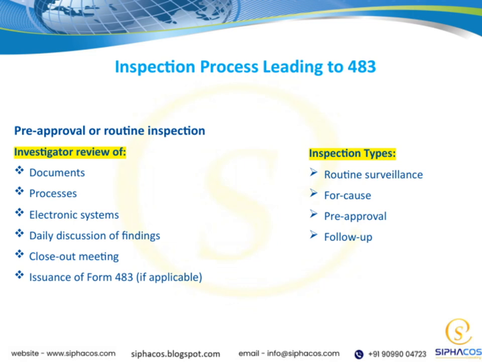Throughout the inspection, there's a daily discussion of findings, which helps keep everyone aligned and aware of any issues that arise. At the end of the inspection, there's a close-out meeting to summarize the findings. If any violations are identified, a Form 483 is issued, highlighting the observations that need to be addressed. Overall, this process is designed to systematically evaluate compliance and ensure public health protection. It's a critical part of maintaining trust in our regulatory system.